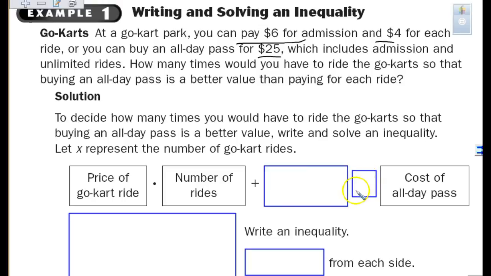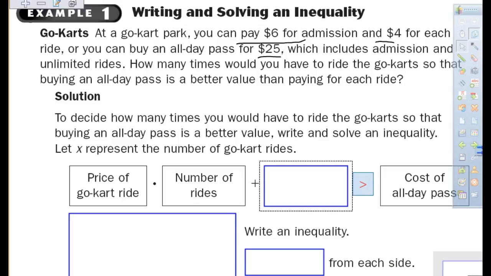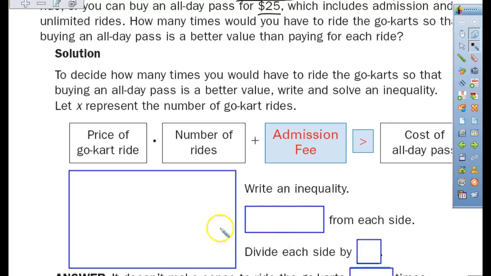So when is this a better value? Which would mean it would cost you more or less? So when we think of this, which one should cost us more? We actually want to have this being where this one is a greater cost and the all-day pass is less, right? What would we be putting here? We would be putting the go-kart rides times the number of rides plus our admission fee, okay? We do not want to solve this. We are not going to go through all of this stuff. We just want to write it.